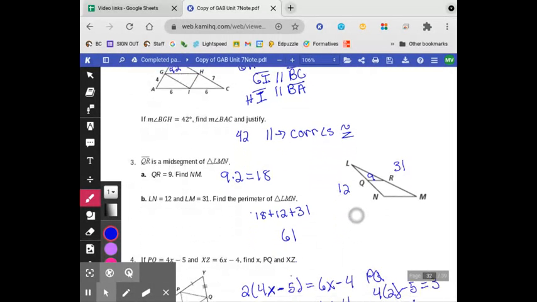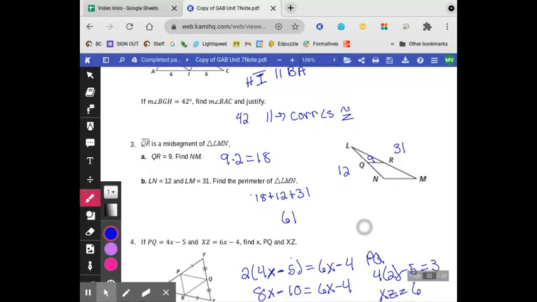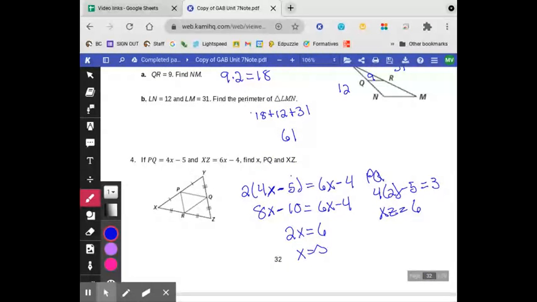In number 3, since we know QR is the midsegment, it's half the line it's parallel to, so it's half of NM, therefore NM is 18. So to find the perimeter, we just add 18 to 12 to 31 and we get 61. In number 4, PQ is clearly the midsegment because it's connected by the midpoints. So that means PQ is half of XZ. So I did 2 times PQ equals XZ. Therefore, X equals 3, PQ equals 3, and XZ equals 6.